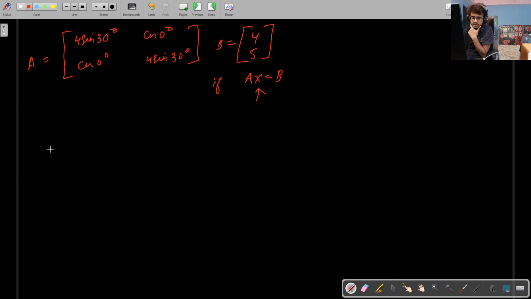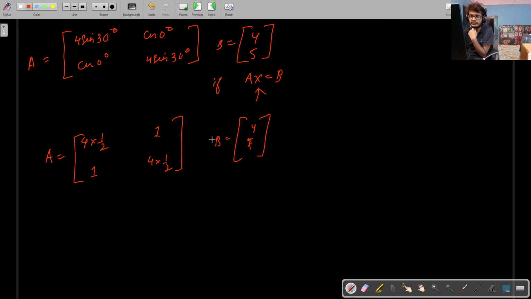Okay. So you are complicating it unnecessarily. What is sin 30? Sin 30 is 1/2. And B is 4 and 5. You should know this value. Sin 30 is 1/2. Cos 0 is 1. So A will be equal to 2, 1, 1, 2.